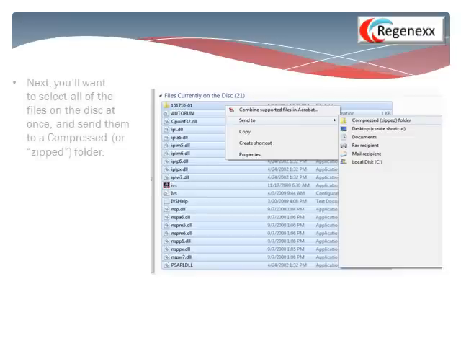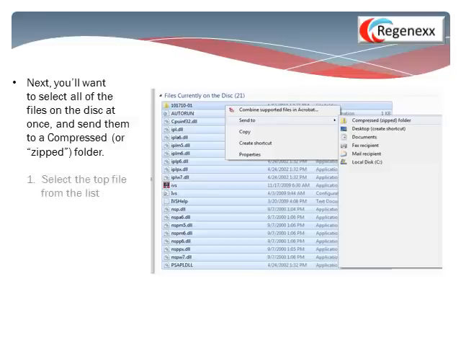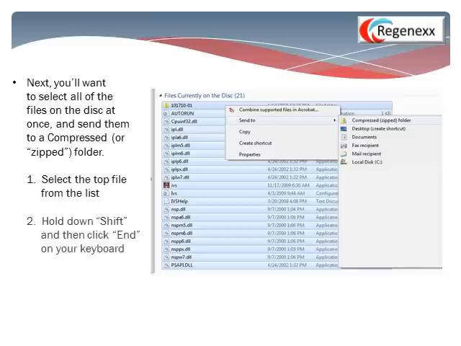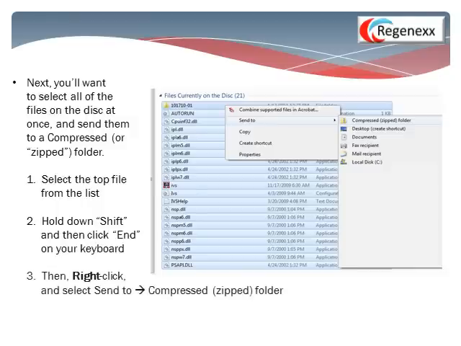At that point, what you want to do is select all of the files. And when we say all, we mean all. You need all of the files or the program will not run correctly. So the best thing to do is to select the top file, whether that's a folder or a file, then hold down the Shift key and click End on your keyboard. This will then highlight all of the files in this CD.